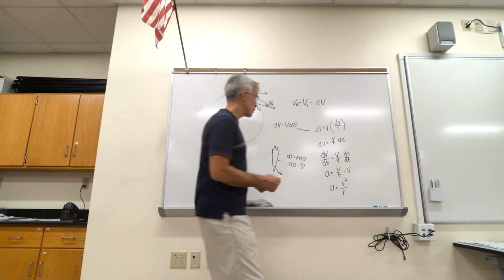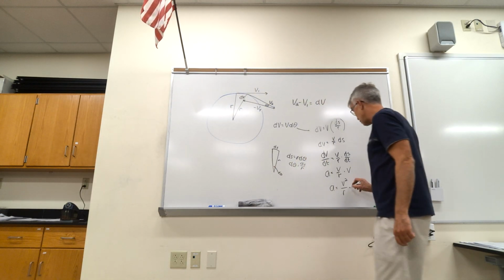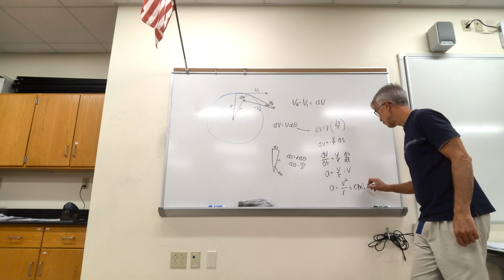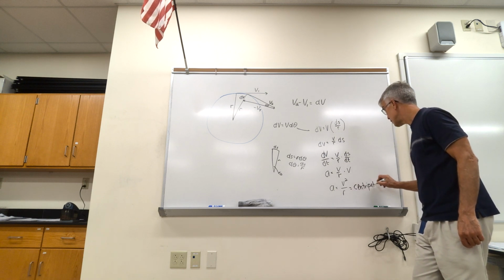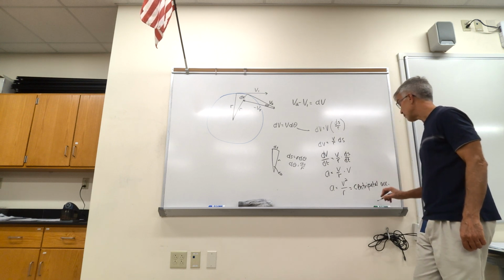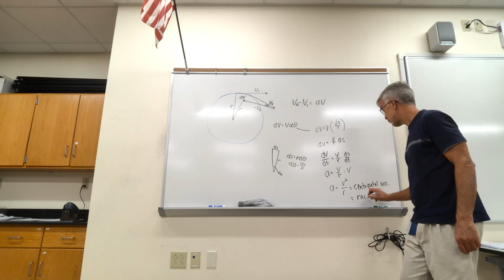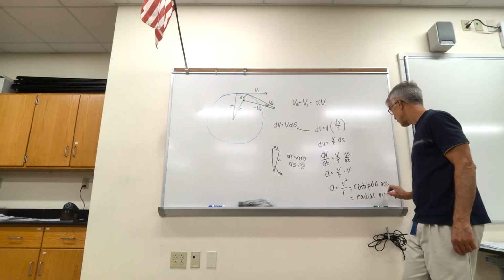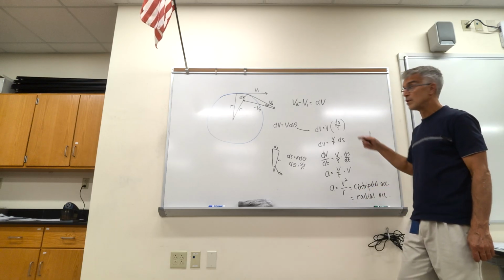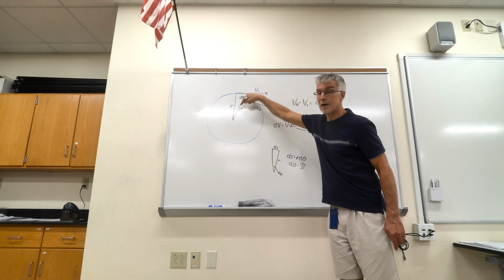This acceleration is called centripetal acceleration. Centripetal literally means center seeking. It's also referred to as radial acceleration because it's along one of the radii of the circle.